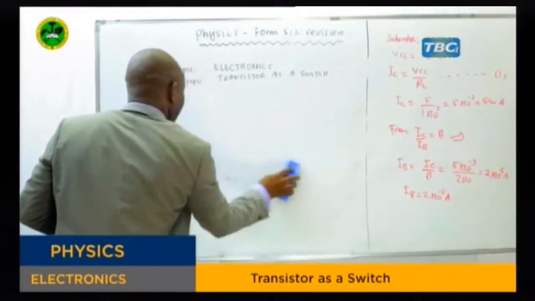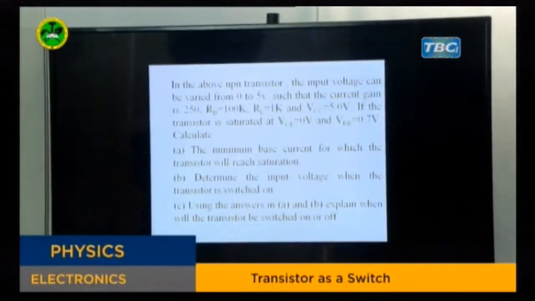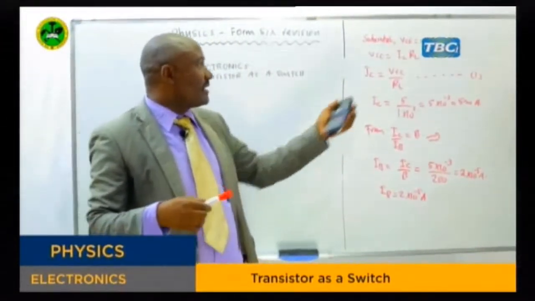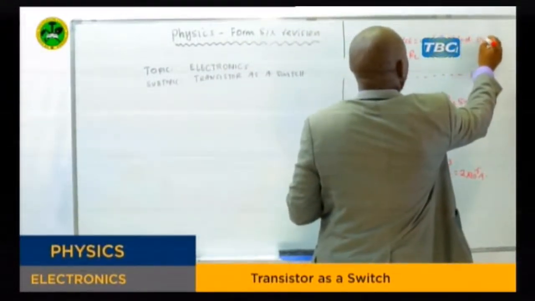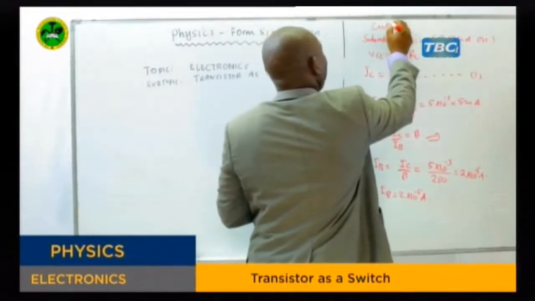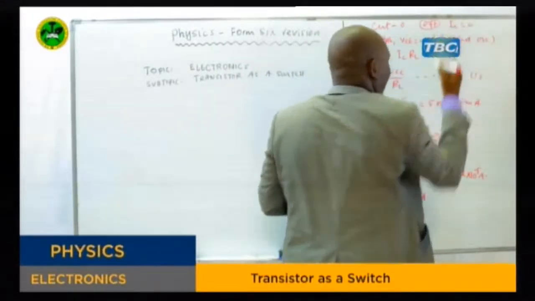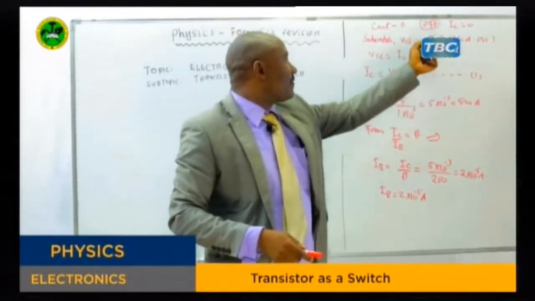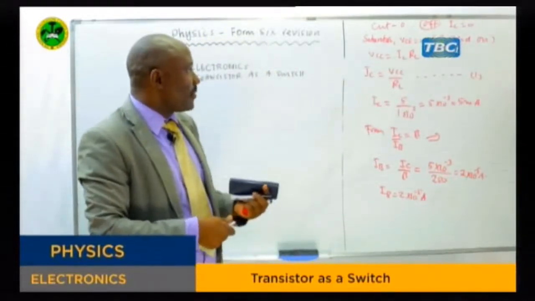Part B of this question is: determine the input voltage when the transistor is switched on. And remember, when you talk of the transistor being switched on, it's supposed to be at saturation. That's where it's switched on. In the cutoff, the transistor is switched off, remember, because IC is zero. So we normally use the cutoff state as the transistor being off, and saturation is where the transistor is on.